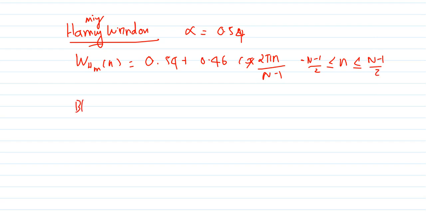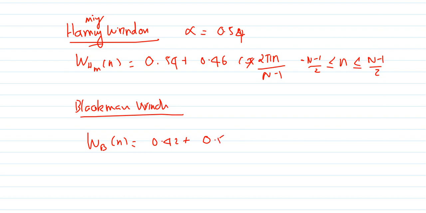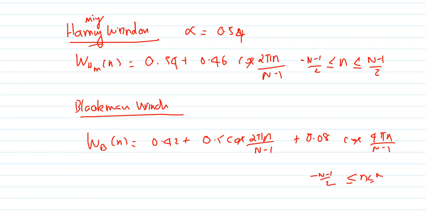And the last window is the Blackman window. In the Blackman window, you have an additional cosine term so that it reduces the side lobe further. So we have WB of n equal to 0.42 plus 0.5 cos 2 pi n by (N minus 1) plus 0.08 cos 4 pi n by (N minus 1). Again n ranges from minus (N minus 1) by 2 to (N minus 1) by 2.